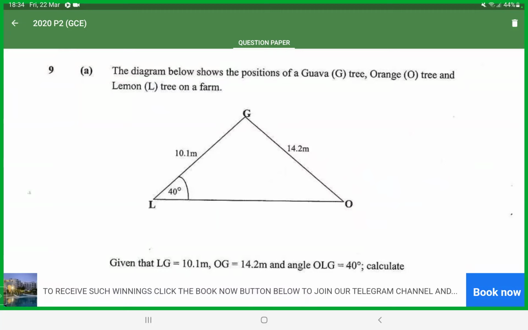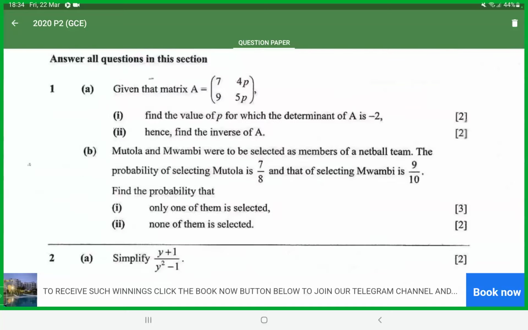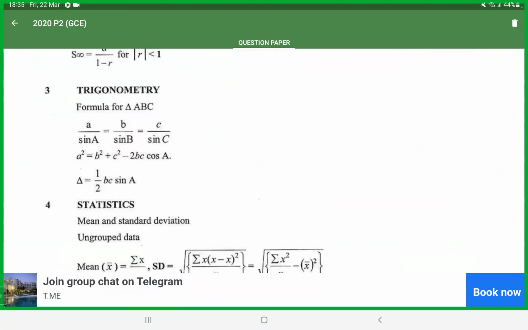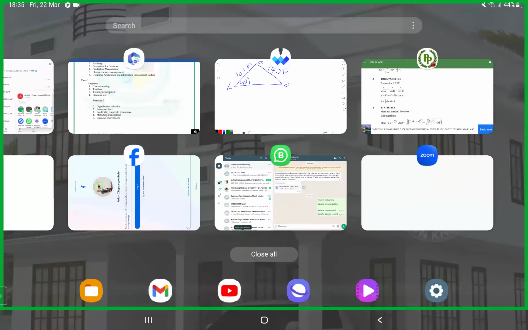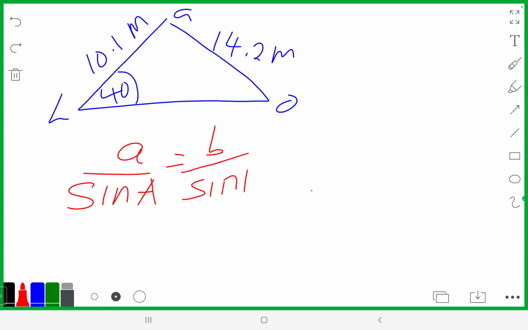What does sine rule state? This is just the question. So the formulas are always given at the back of the paper. And I should be able to indicate to you now, this is the formula for sine rule. For any general triangle, listen carefully, sine rule states that side A divided by sine angle A shall be equal to side B divided by sine angle B equals side C divided by sine C.